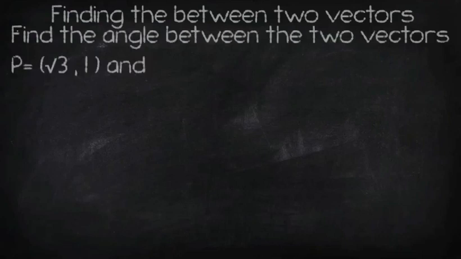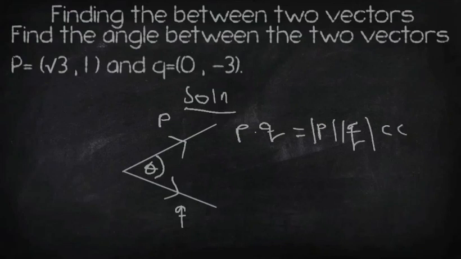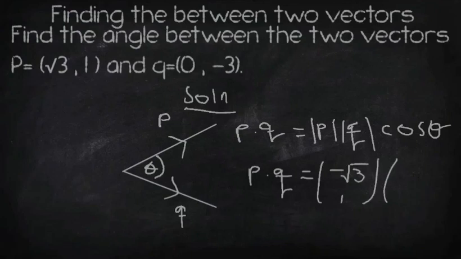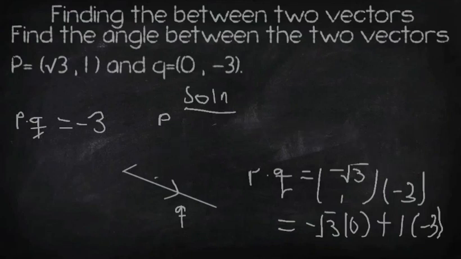So now we are given a question. Find the angle between the two vectors p, which is equal to (3, 1), and q, which is equal to (0, -3). Solution: we have drawn how it looks. Now you know how the formula goes. It has already been done, so just put the vectors there. We want to find p dot q first before we put it inside and solve. Our answer was p dot q is -3.